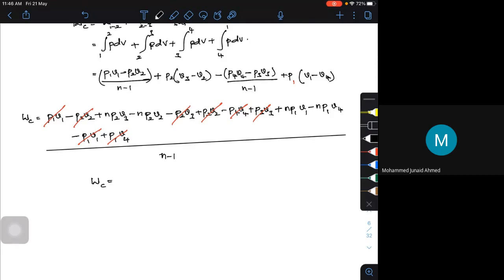We have to be a bit careful here. Okay. So if I take n outside, because n is common for all the things, I can take n by n minus 1. So what I am left with is P2 V3, okay, minus P2 V2, okay, plus P1 V1, then minus P1 V4. Okay, I'm left with only 4 terms.